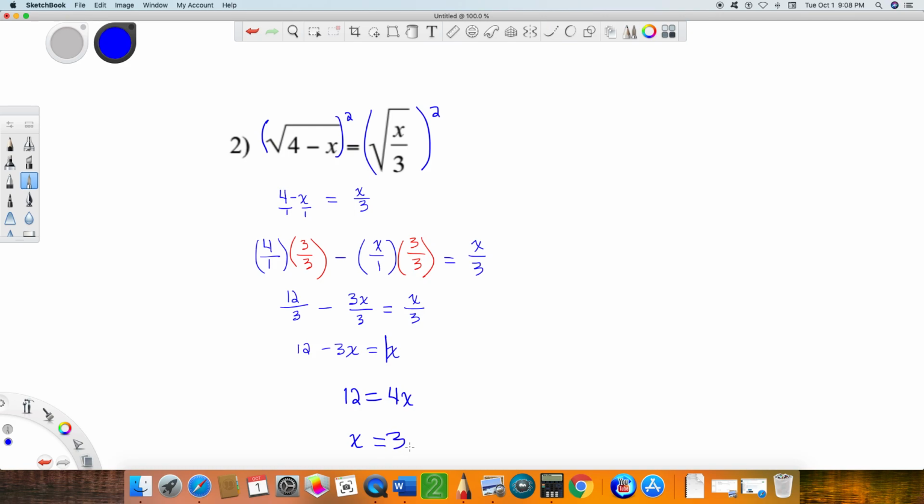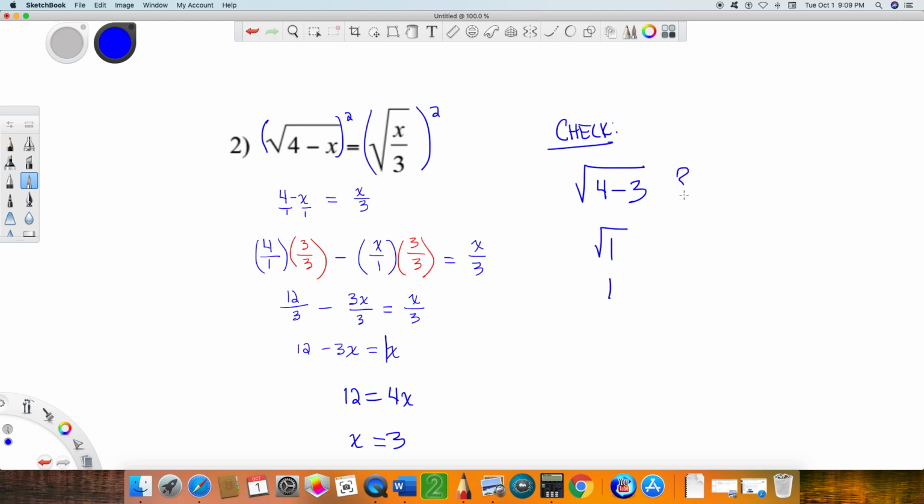Now I say possible solution because when we squared both sides of this equation, we could have introduced extra solutions, extraneous solutions. So we're going to have to check this in the original equation to make sure it satisfies it. So on the left-hand side, we have the square root of 4 minus x. But we believe x to be 3, so we have 4 minus 3. Well, that's 1, and the square root of 1 is 1.